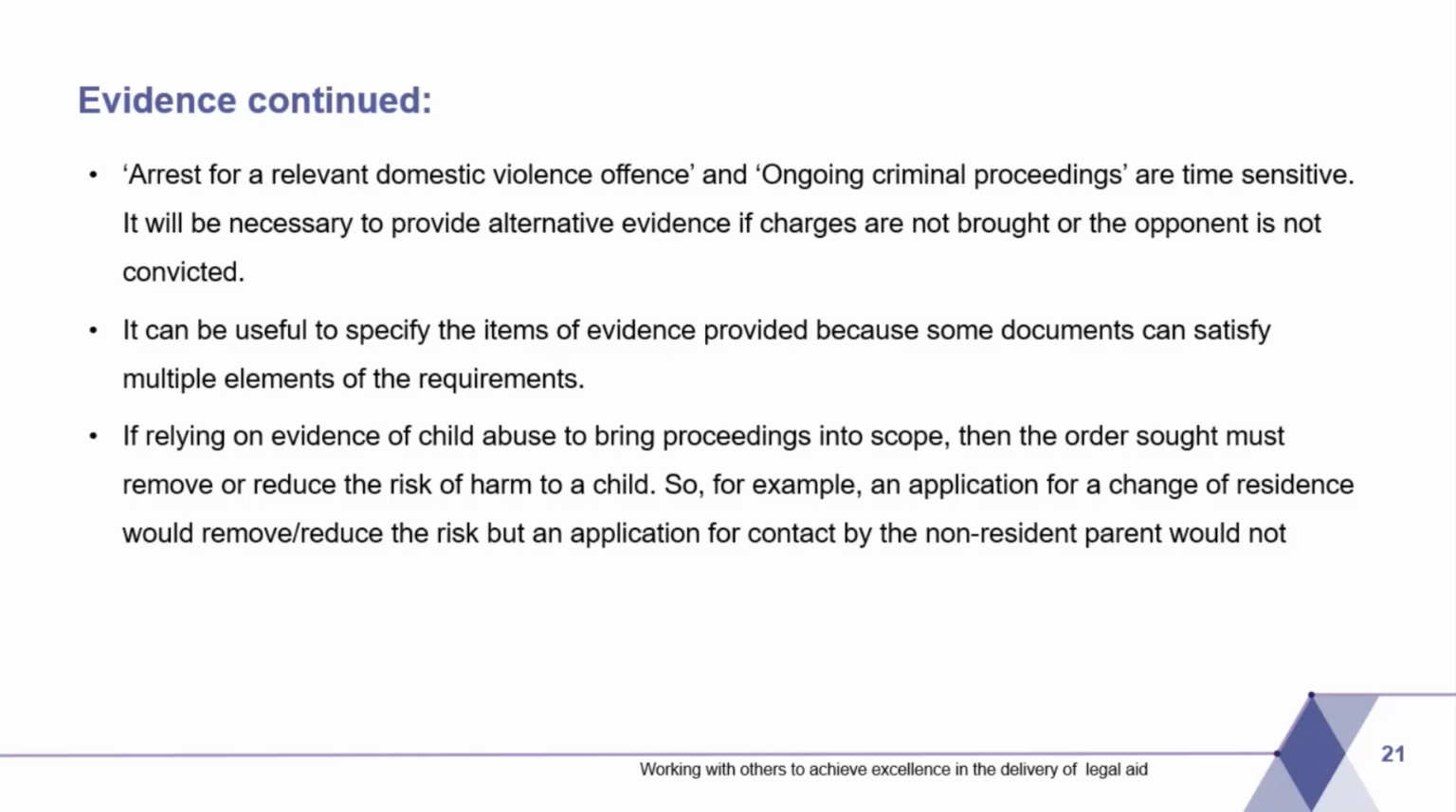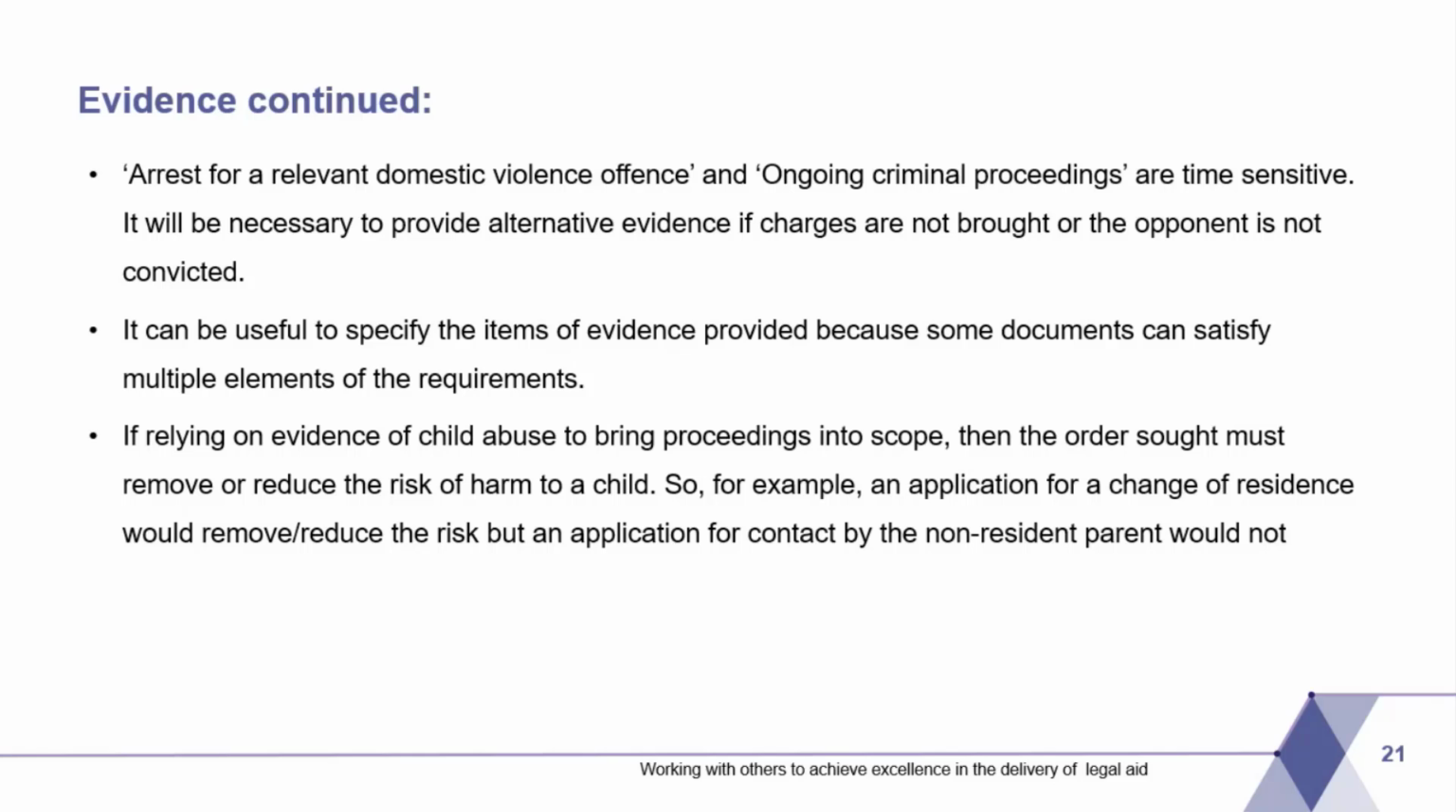And if you are relying on evidence of child abuse to bring proceedings into scope, this brings with it a two-limbed test, in that the evidence must show that the child is at risk from a party other than your client, and also that the order that your client is seeking to obtain or to defend will have the effect of removing or reducing the risk to that child.